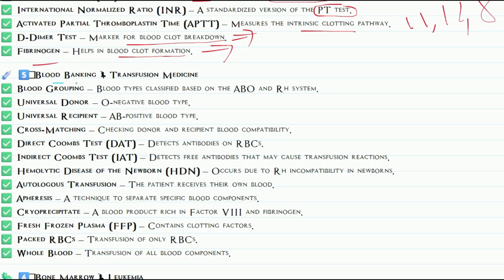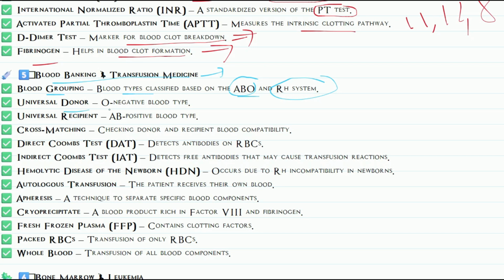Next, we have blood banking and transfusion. The number one term is blood grouping, as you are all aware. Blood type is classified based on the ABO and Rh system. So we have ABO blood groups A, B, AB, and if both antigens are absent, then it is O, and based on Rh positive or negative, we have different types of blood groups.